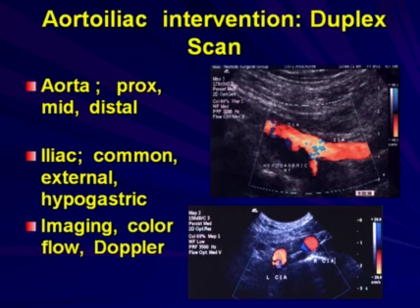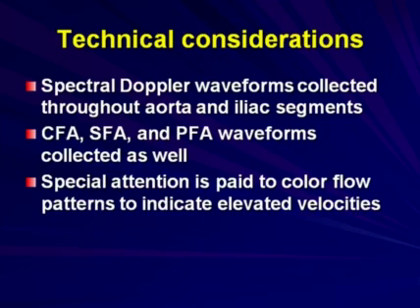So we'll look at the aorta, proximal, mid, and distal, and then the iliacs, including the hypogastric or internal iliacs, and using the B-mode image, color flow, and Doppler, we're going to assess this thoroughly.